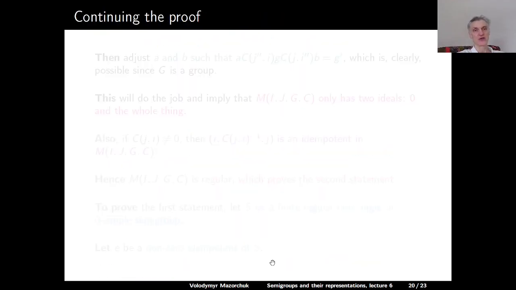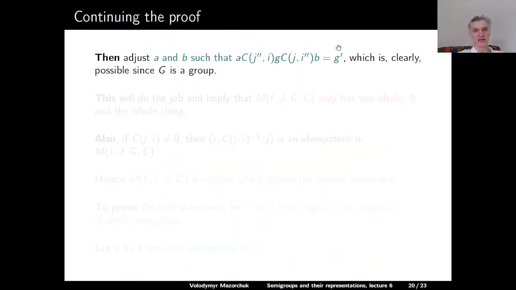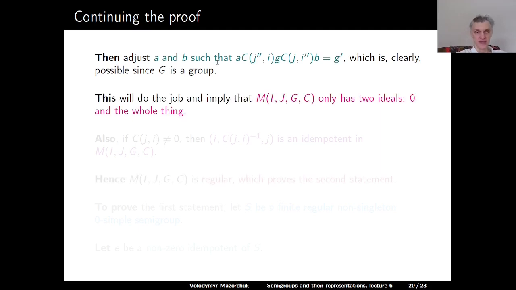And now it remains to adjust A and B such that A times the value of C at (J2', I) times G times the value of C at (J, I2') times B is equal to G'. And this is clearly possible since G is a group. This solves our equation and implies that the Riesz matrix semigroup, with our assumption on C, has only two ideals, the zero and the whole semigroup.